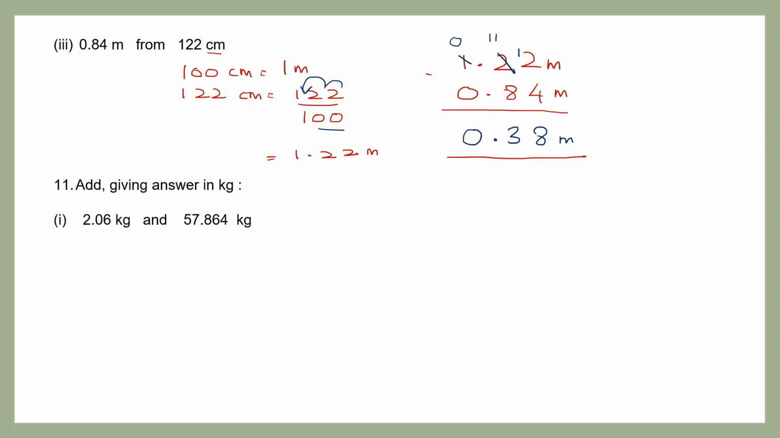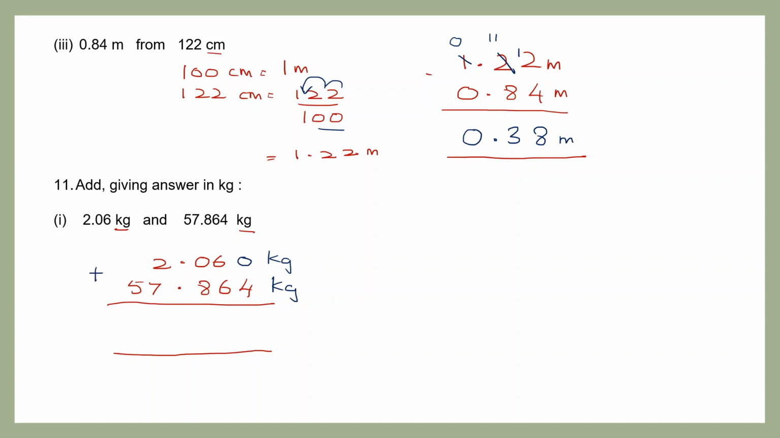Question 11. Add, giving the answer in kilograms. So check if both are in kilograms. Yes, both are in kilograms. We can do direct addition. 2.06 and 57.864. Now first check if they are like decimals. Otherwise add a 0 and write down the unit. Both are kilograms.